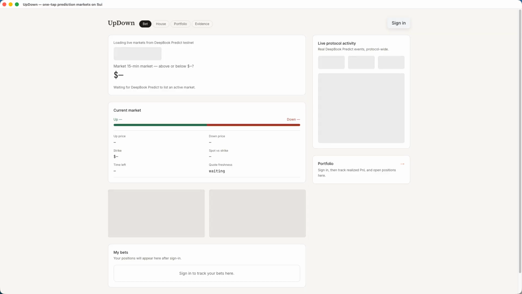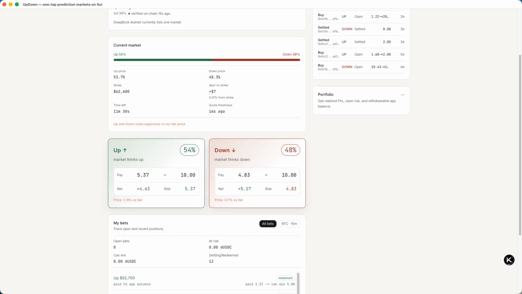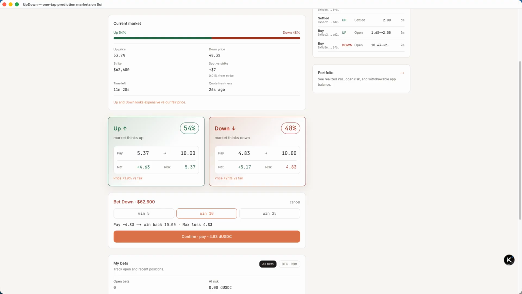Now in the live product, the bet screen starts with a real Deepbook Predict market. The countdown, spot, strike, volatility, quote freshness, and live activity make the state of the market visible before the user acts. The core interaction is deliberately ordinary. Pick up or down, choose a small payout, and read pay, can win, and max loss. This is options UX without Greeks or order book language.